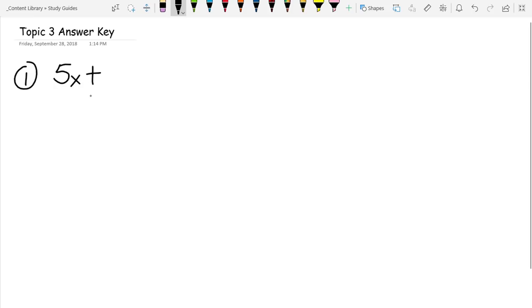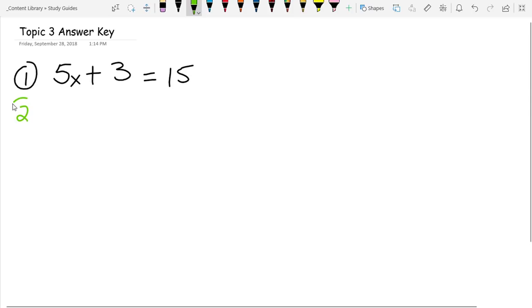And then it says and 3. So and 3 means we're going to add the 3 to your 5x. When we see the words is the same as, that means equals. And then it's 15. And you don't have to do anything else because it just said translate.